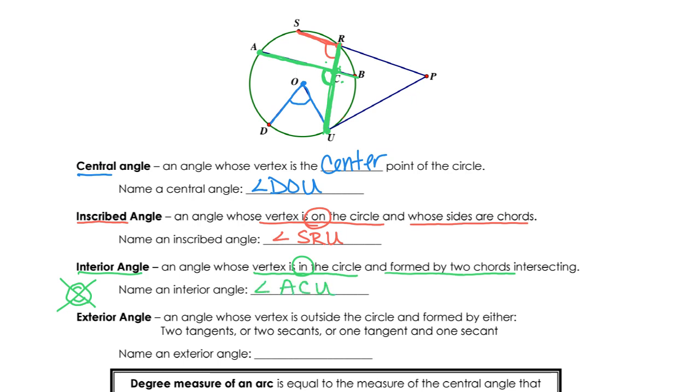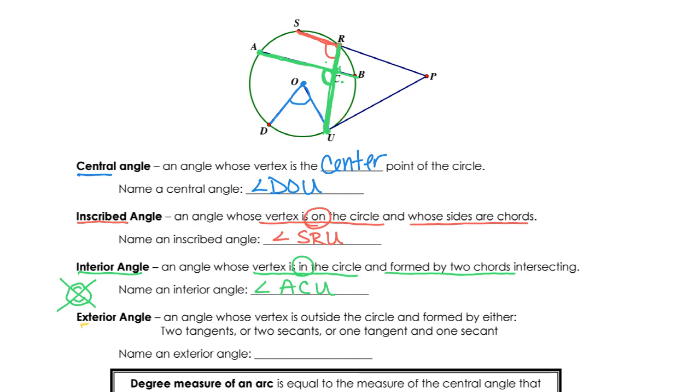Notice that C is the vertex and it's floating around on the inside of the circle. Therefore, that's an interior angle. Whereas an inscribed one has to be on the edge of the circle, and a central angle has to be at the center of the circle. So you guys can see the 3 different angles. They have all different names because they have all different ways of finding them.